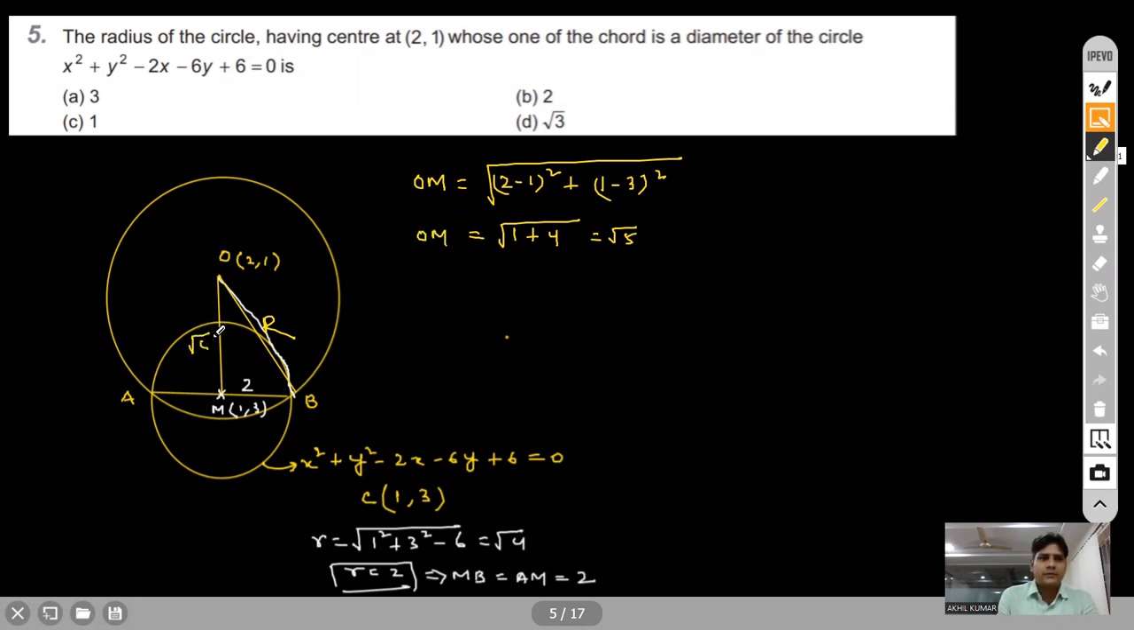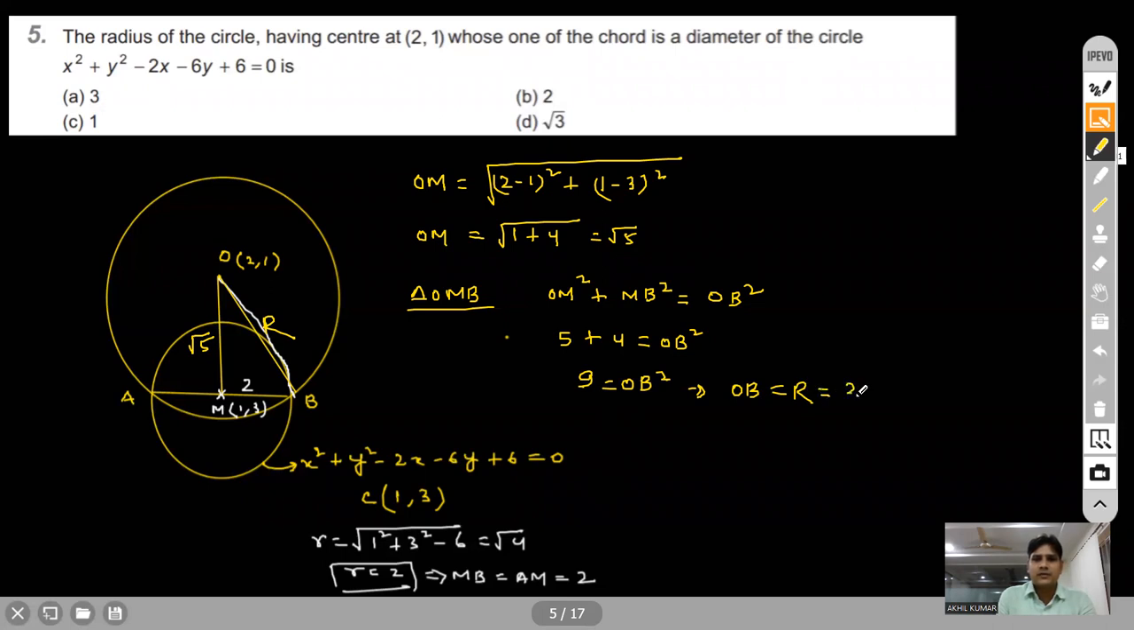So we know OM and we know MB. So in triangle OMB we can apply the Pythagorean theorem. So OM squared plus MB squared is equal to OB squared, and this OB is what we need actually. So OM squared is 5 plus MB squared. What is MB squared? MB squared is 4. That will be equal to OB squared. So 9 is equal to OB squared, or we can say OB is equal to 3. So OB is nothing but the radius of the bigger circle, that will be 3 unit. Right? So our answer is option A, 3 unit.